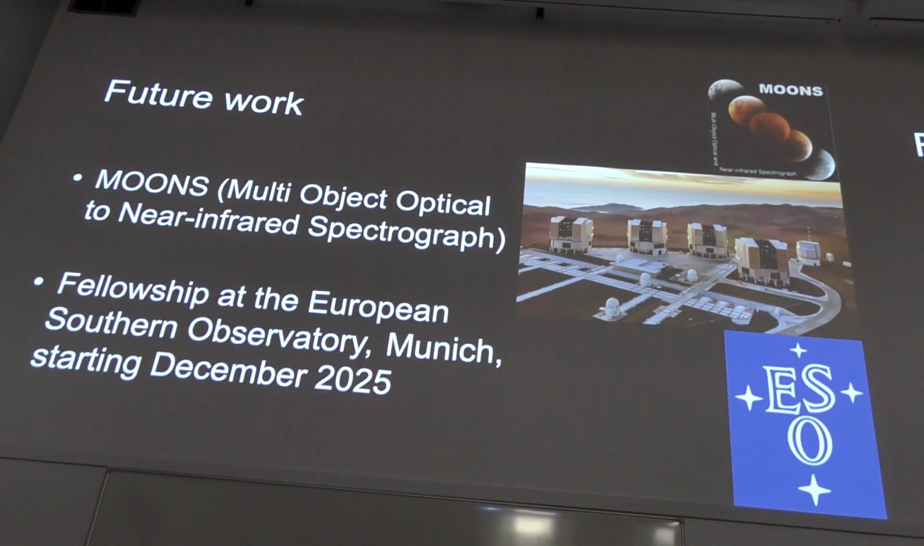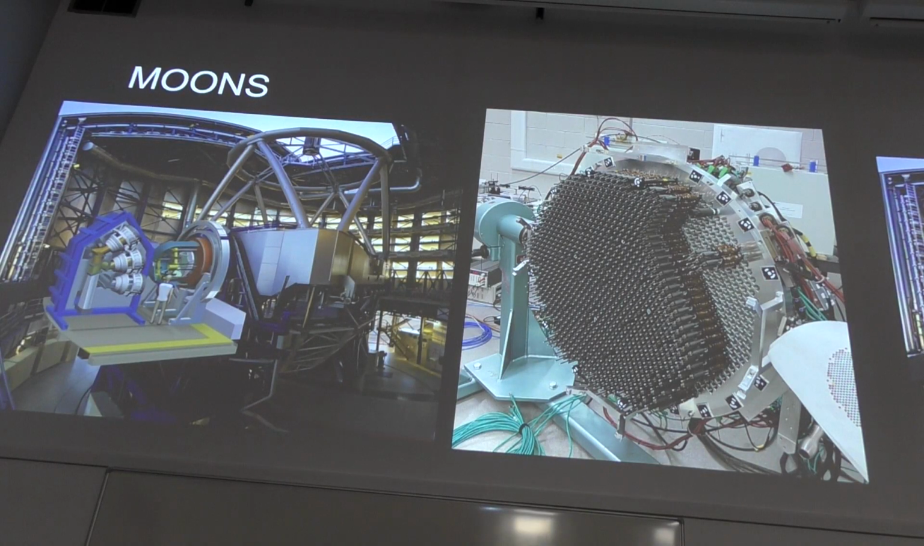Future work. I'm part of the multi-object optical to near-infrared spectrograph, or MOONS, which is the next generation multi-object spectrograph on the VLT. And it was built in Edinburgh. I think it's still in Edinburgh because there were some issues, but it should be on the sky next year. And as you can see, it looks quite similar to DESI. It has the same kind of robotic fibre system.